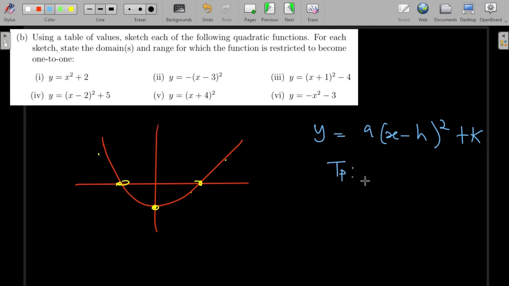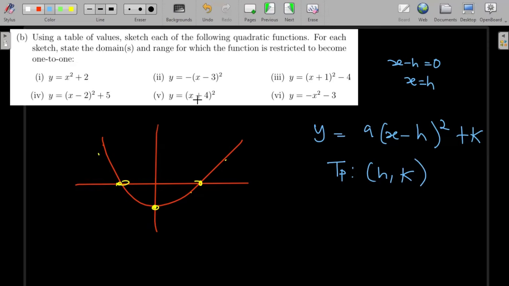So how do you get the turning point? You take whatever is in the brackets, equate it to 0, and solve for x. So in this case, x minus h equals 0, and then x equals h. So this will be h comma, and then the y coordinate of the turning point will just be whatever is outside the brackets, which is not part of the first expression. So it will just be k. So the turning point will be h, k.